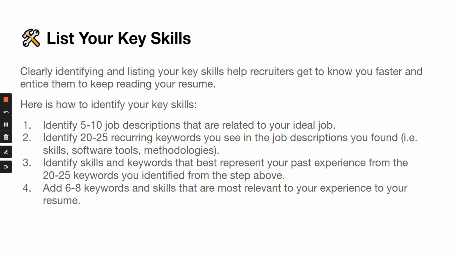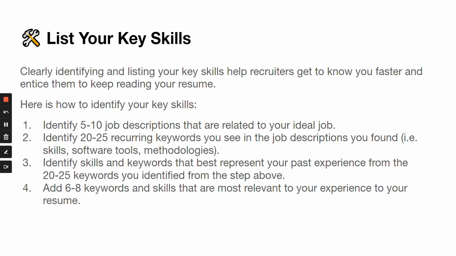Identify key skills that best represent your past experience from the 20 to 25 keywords that you identified in the step above, right? What that essentially means is identify the ones that you keep seeing that are relevant to you, that you have developed some sort of expertise in, some sort of ability in. When you take a look at that 20 to 25, you will notice certain things that you have done before, certain things you are very well versed in.